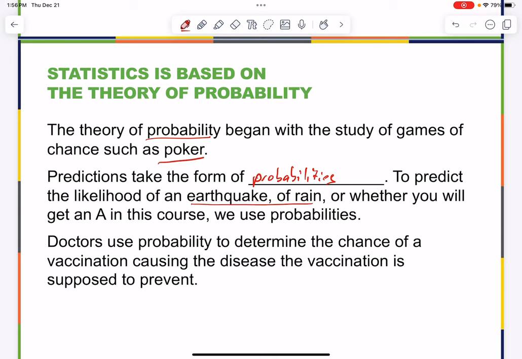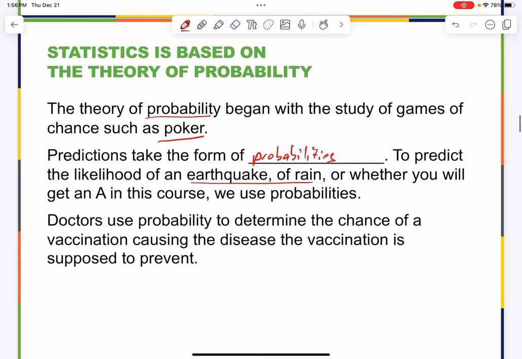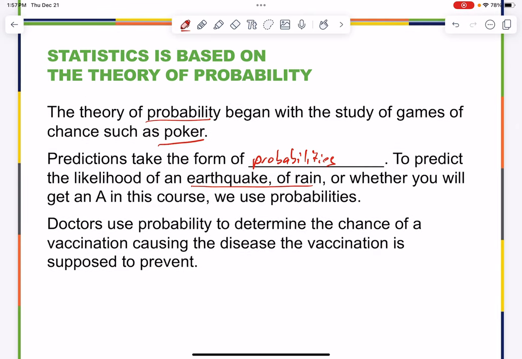There was a lot of good mathematics that came out of World War II, actually, because knowledge is power. If you can devise a way that can help you train your missiles onto a target, which is what they were able to do in World War II because of statistics, then that's going to give you an advantage in warfare. Doctors use probability to determine the chance of a vaccination causing the disease the vaccination is supposed to prevent. And of course that probability helps us to make decisions.